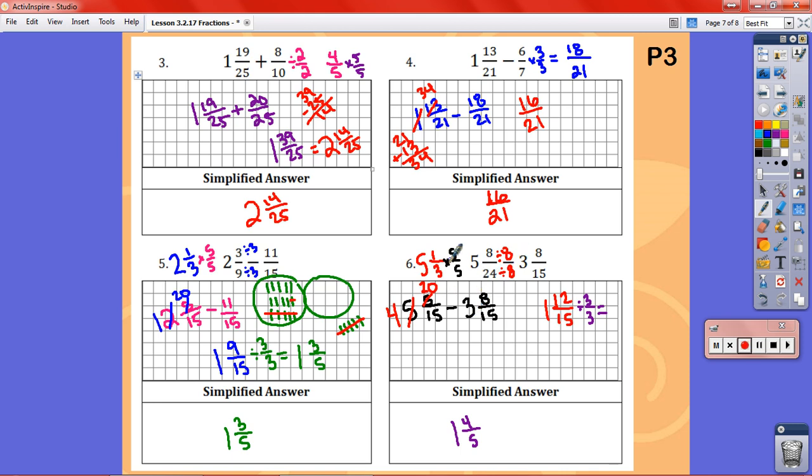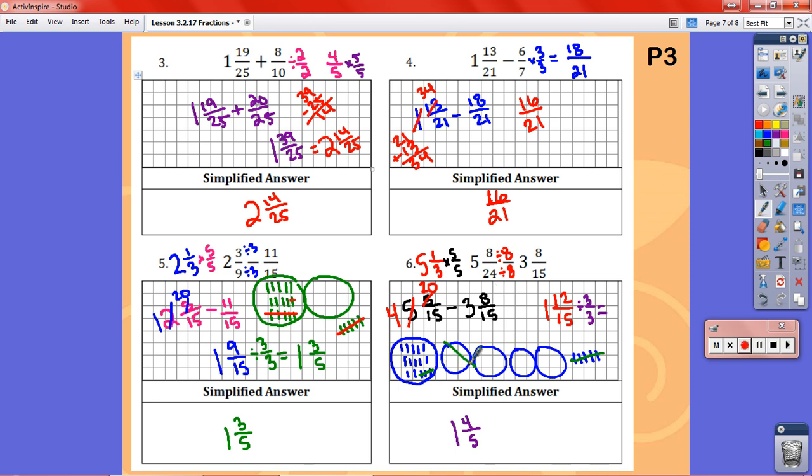So a whole is 15ths. We put them both as 15ths. So 1, 2, 3, 4, 5, 6, 7, 8, 9, 10, 11, 12, 13, 14, 15. That's a whole. I have 5 wholes. 1, 2, 3, 4, 5. And I have 5 pieces. 1, 2, 3, 4, 5. Take away 8 pieces. 1, 2, 3, 4, 5, 6, 7, 8.